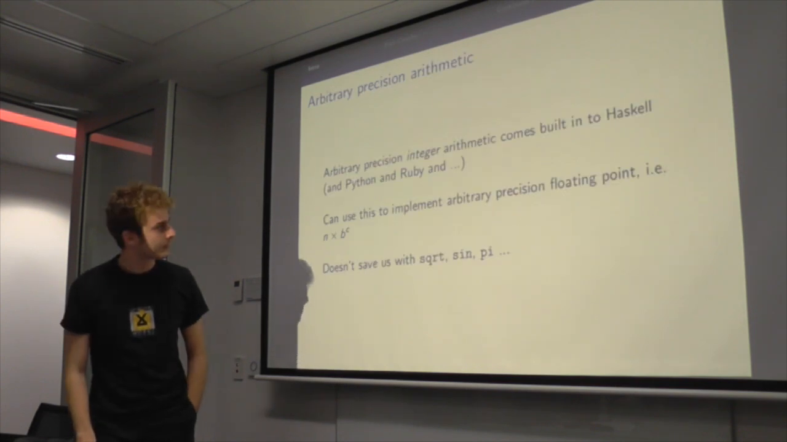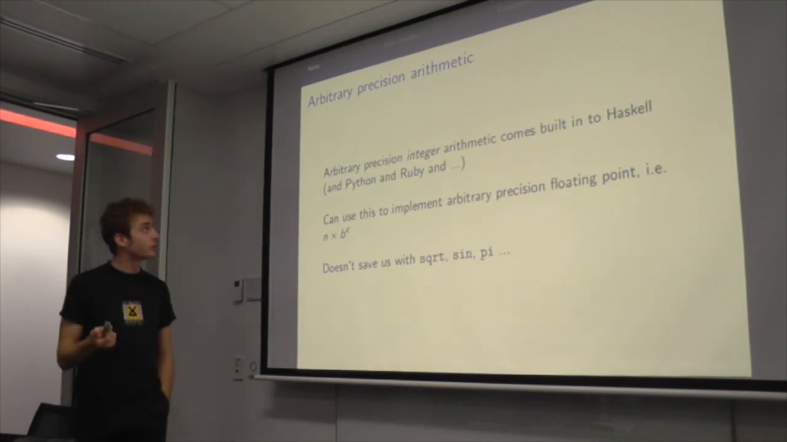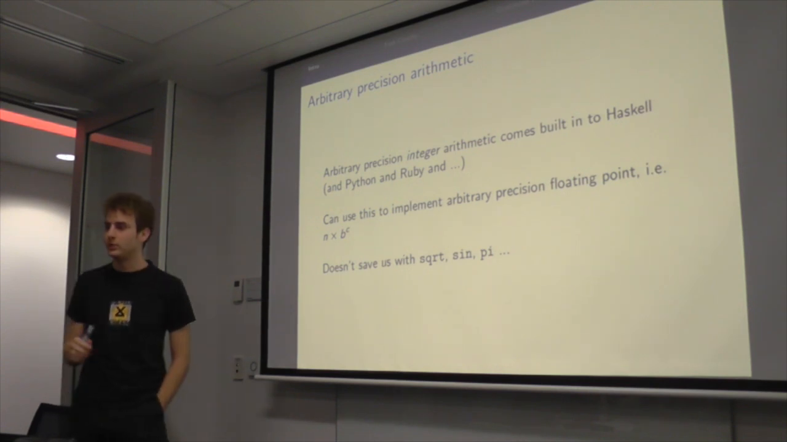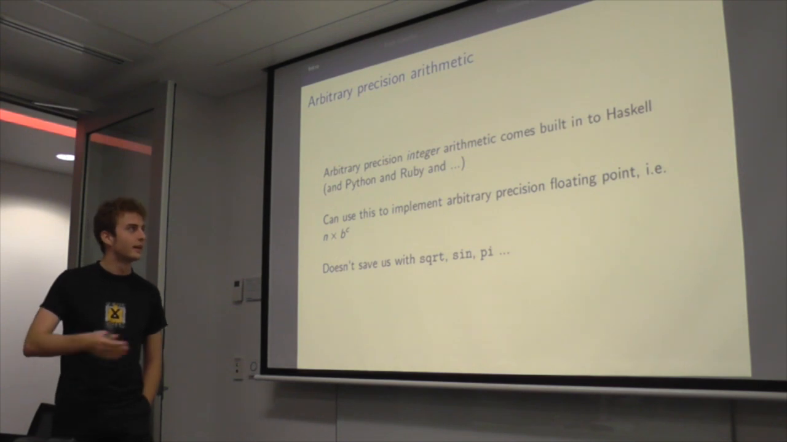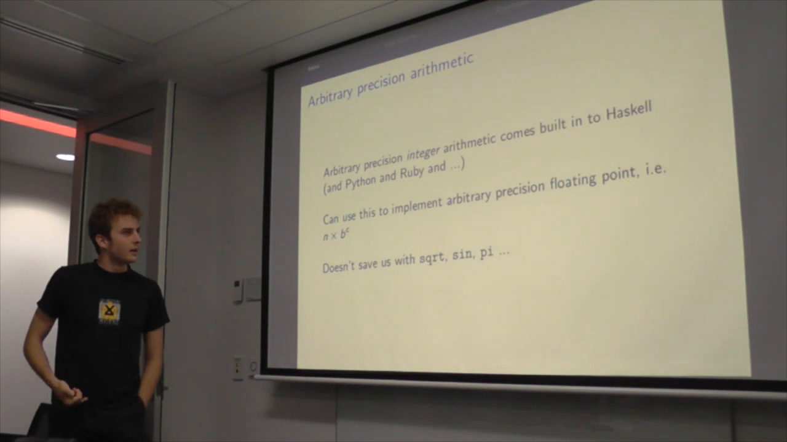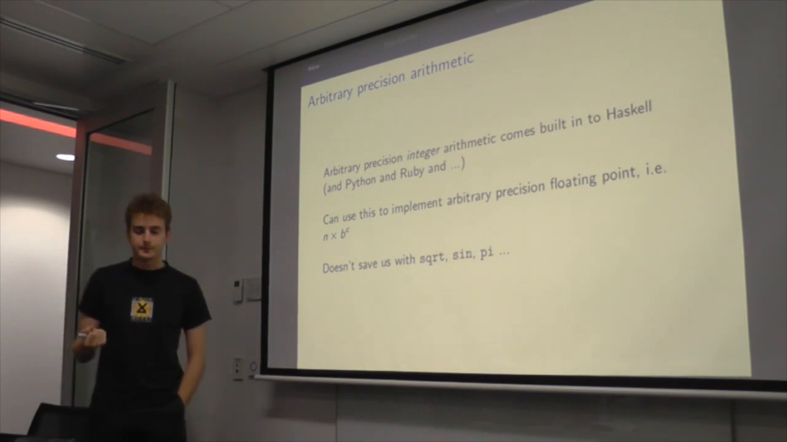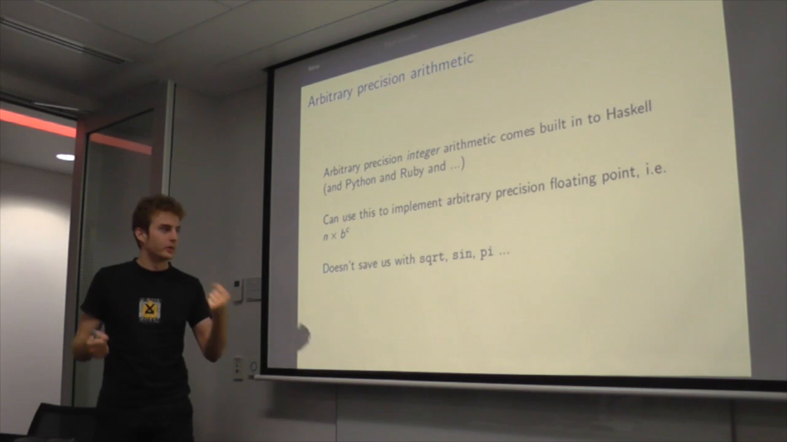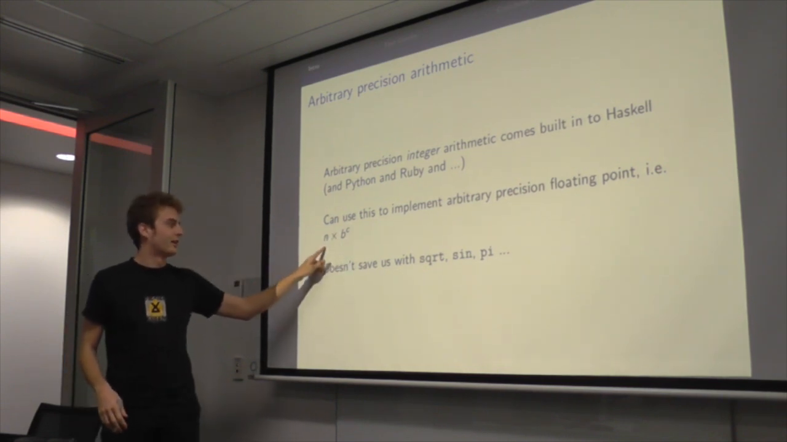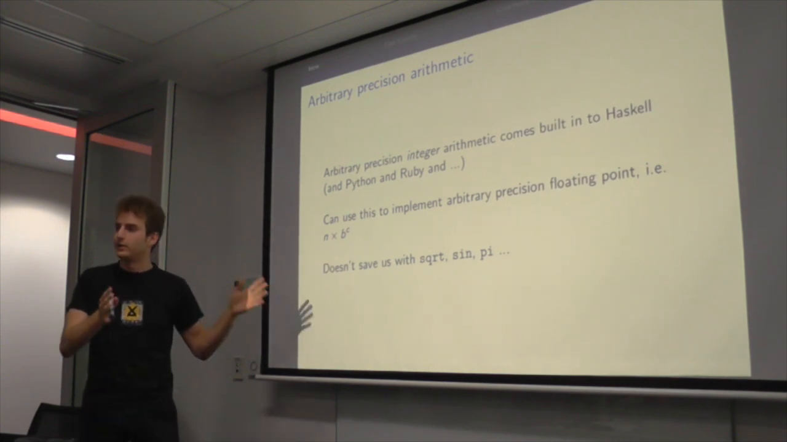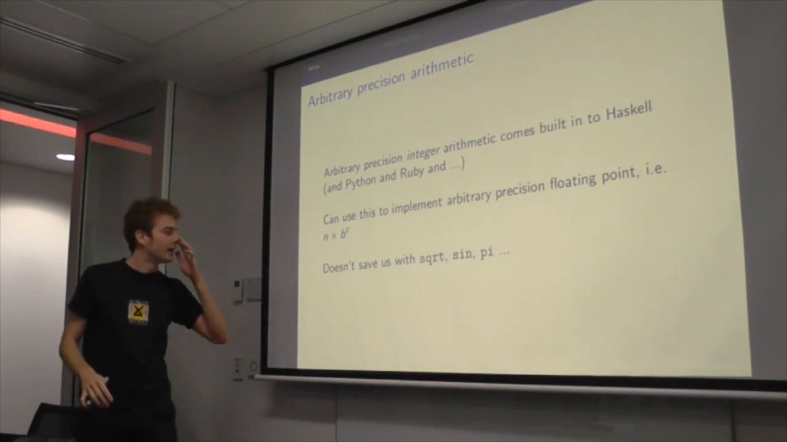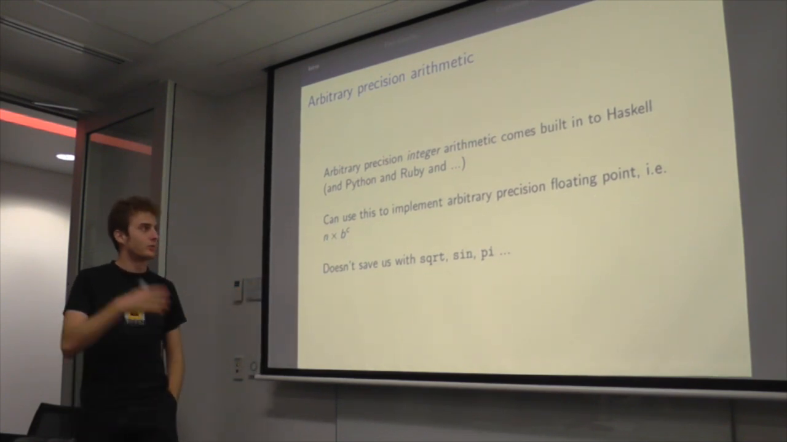Okay, so what am I not talking about today? I'm not talking about arbitrary precision arithmetic. We've got arbitrary precision integer arithmetic built into lots of languages that we already use, like Haskell and Python and Ruby and so on, probably most of the things which we use. So we could take those and try to create some sort of arbitrary precision floating point. This would be equivalent to rationals, I suppose, doing the normal floating point stuff, except instead of having a fixed size for each integer as the exponent and the mantissa, I think it's called, we could have arbitrarily large integers.